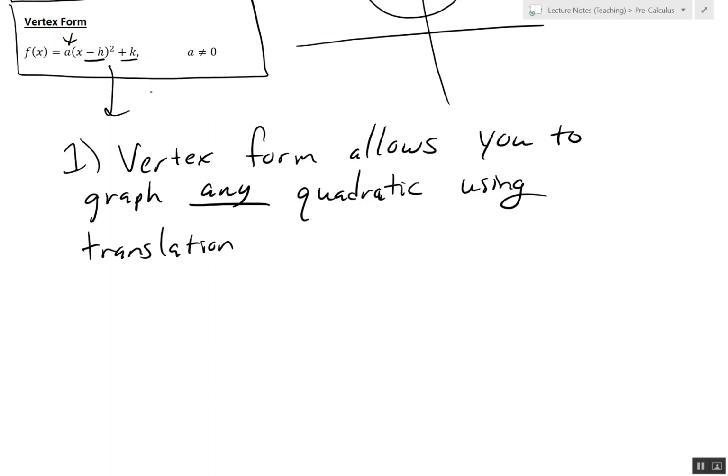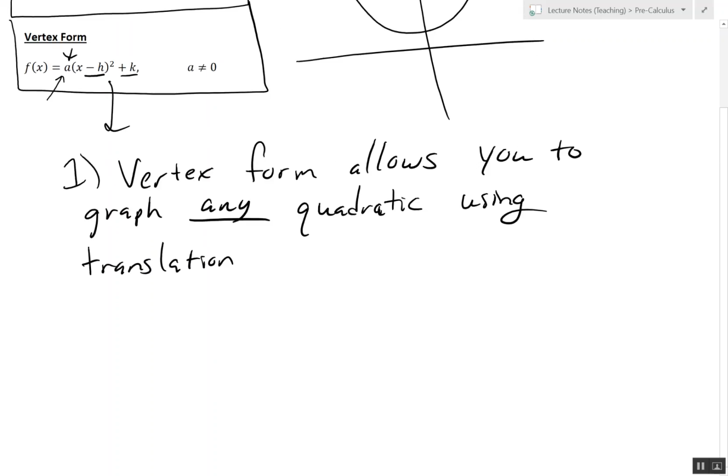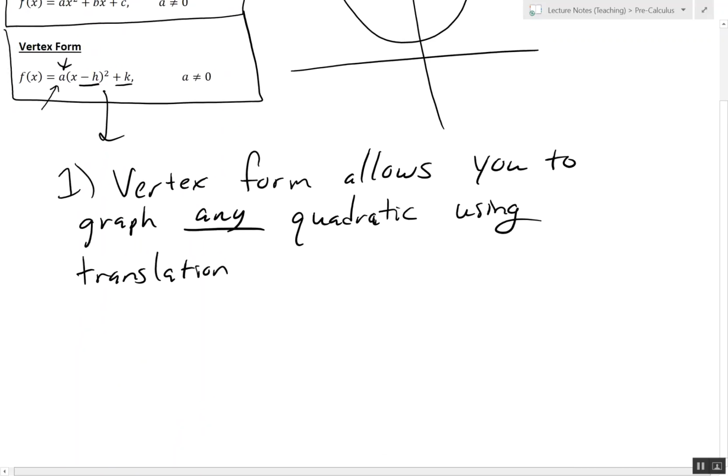So if you know and understand the material from the section on translations, then you should be able to draw any graph. And then there also might be a reflection here. A is allowed to be negative, so if A is negative, this could also have a reflection with it as well. So if you know about vertical reflections, vertical stretch and compress, horizontal shifts, and vertical shifts, you can graph any quadratic.